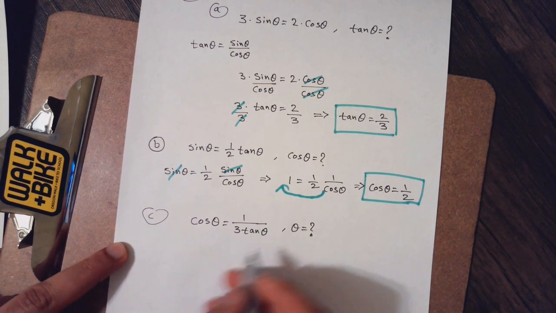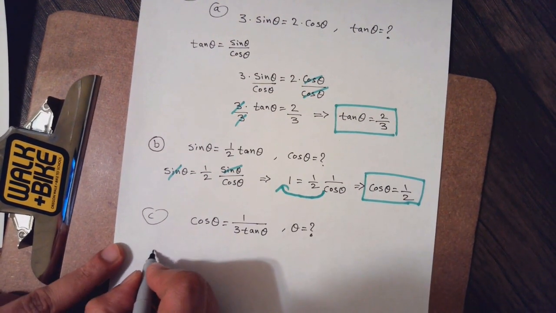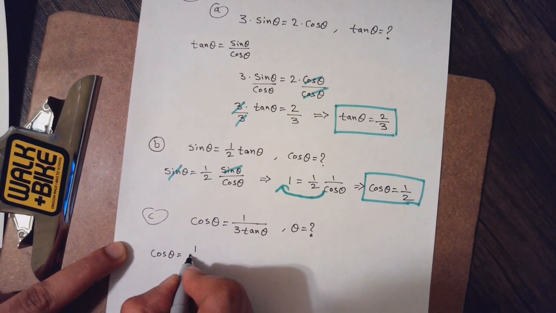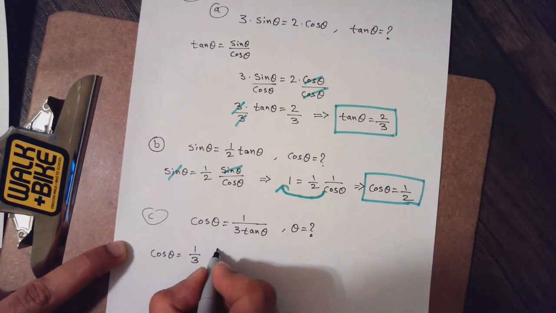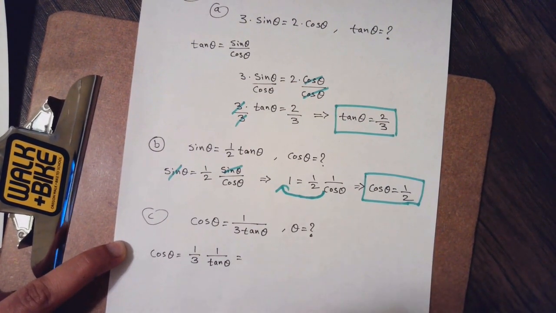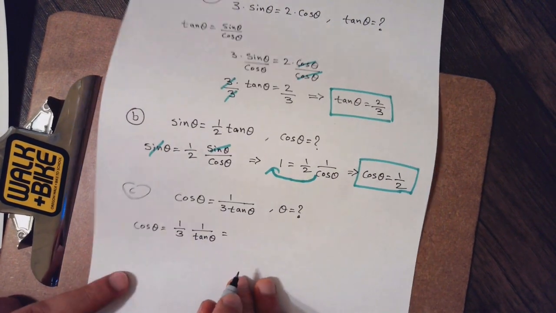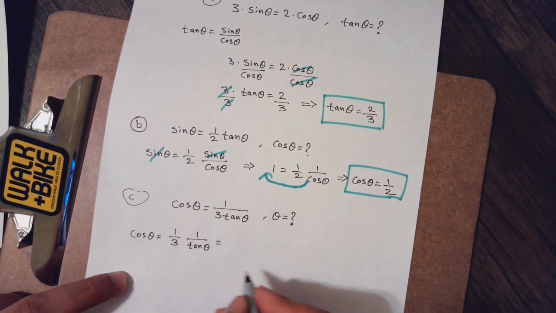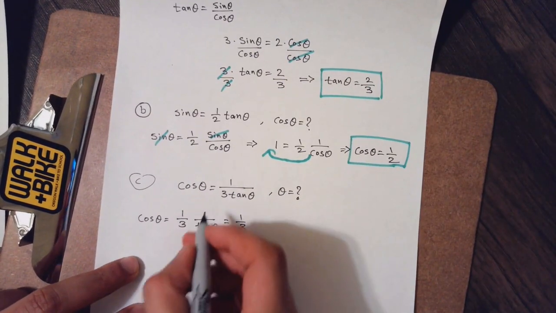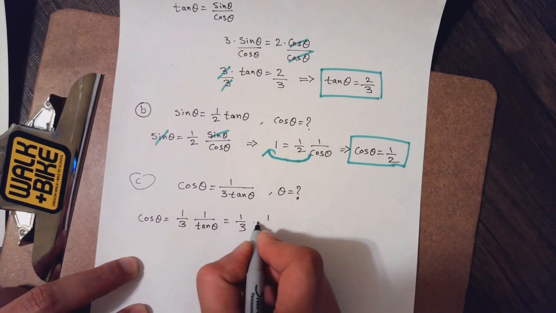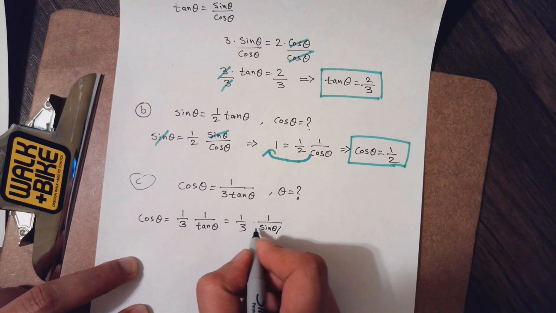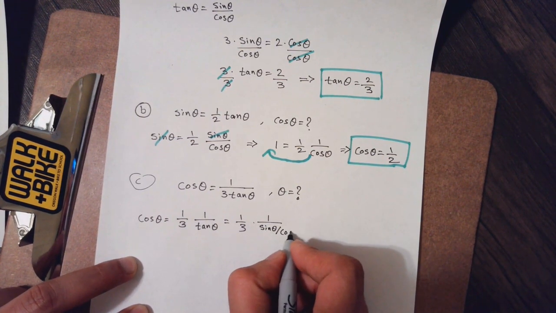So how do we get that? Let's use our definition again. Cosine theta equals, I'm going to separate this a little bit, 1 over 3 of 1 over tan theta, which is equal to the same thing, right? I just wrote it slightly differently. But tan theta is sine theta divided by cos theta. So you say 1/3 of 1 divided by sine theta divided in the denominator by cosine theta.